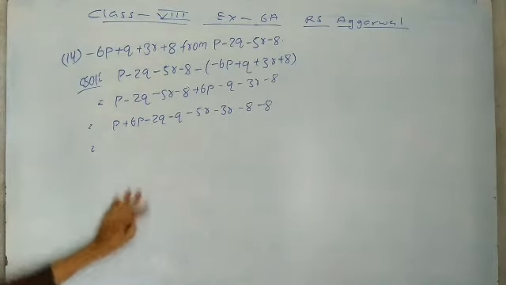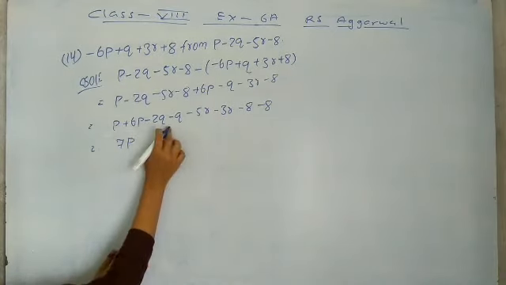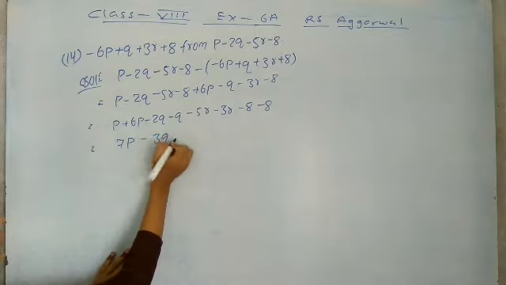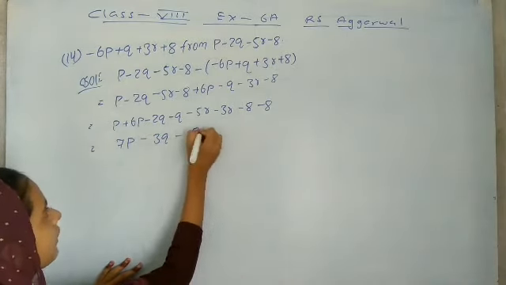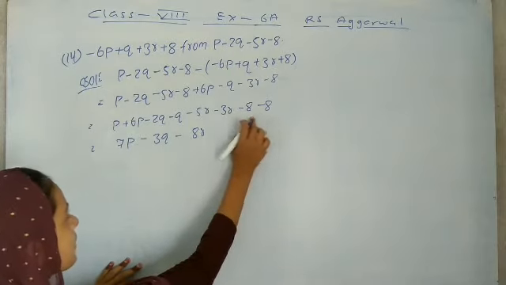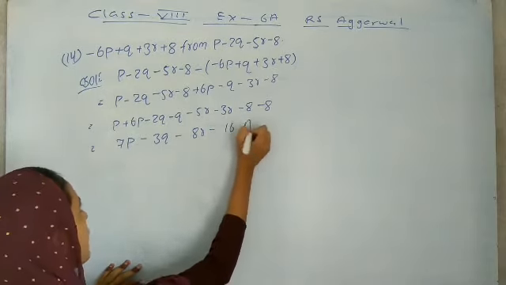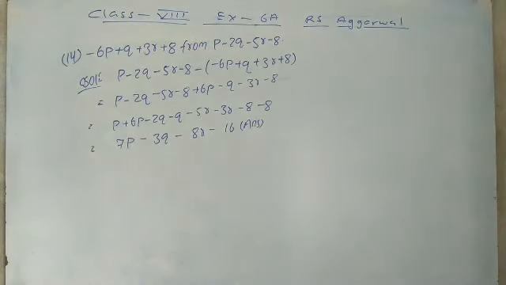P plus 6p means 7p. Minus minus plus, but the sign will be of minus. When we add them, 2q plus q, it will be 3q. And here minus minus plus, but the sign will be of minus 8r. And here minus minus plus, but the sign will be of minus 8, 8, 16 is our answer. So we know that 7p minus 3q minus 8r minus 16 is our right answer.